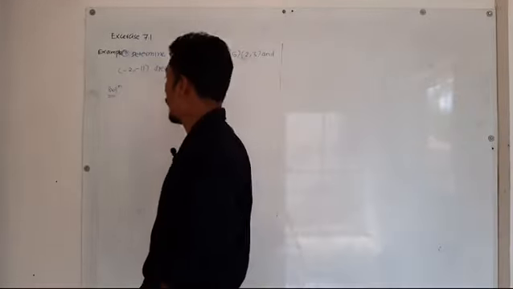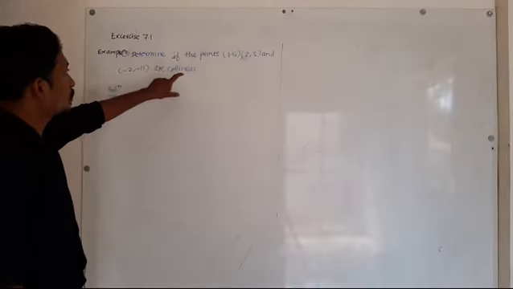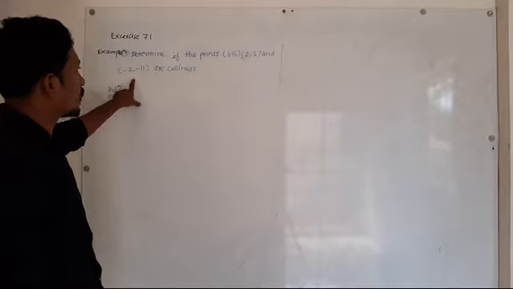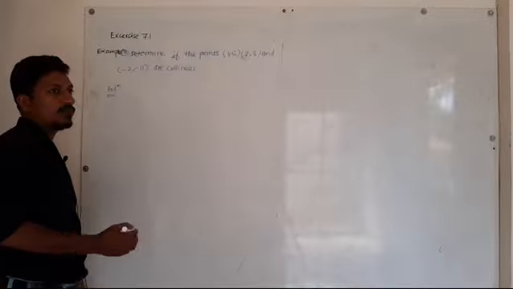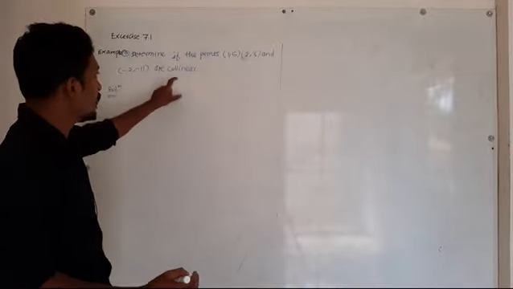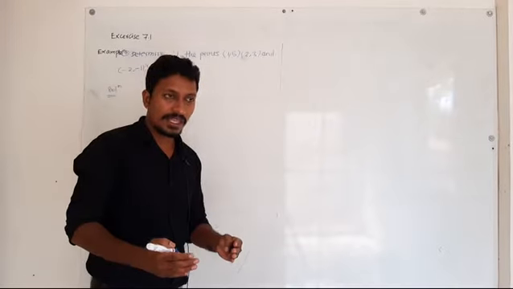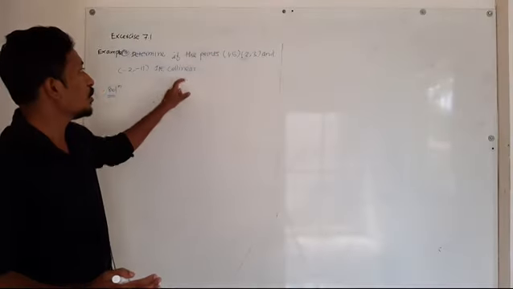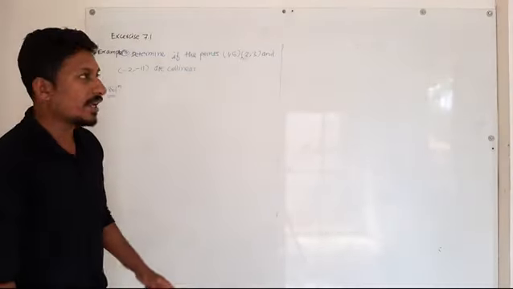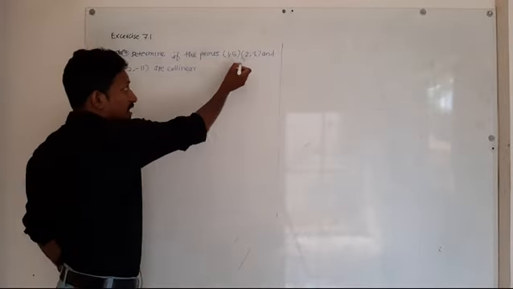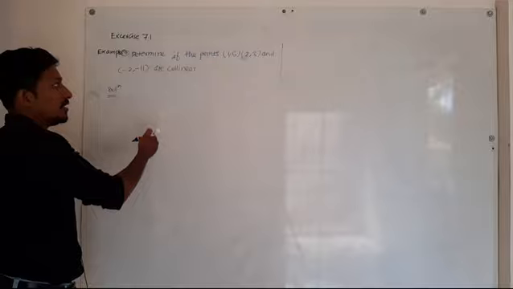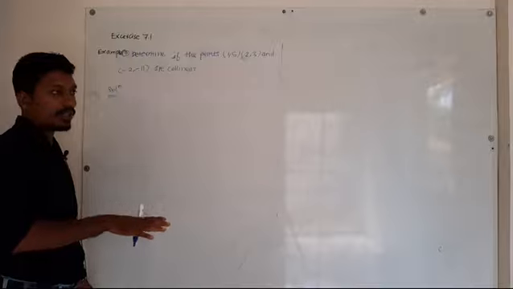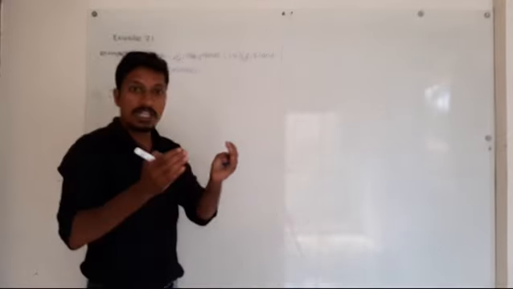Next example, determine if the points (1, 5), (2, 3) and (-2, -11) are collinear. Collinear means what? All 3 points in the given example, 3 points are given, right? If these 3 points are in the same straight line, then these 3 points are what? Collinear. Again what? The largest distance between these three is equal to the sum of the two distances.